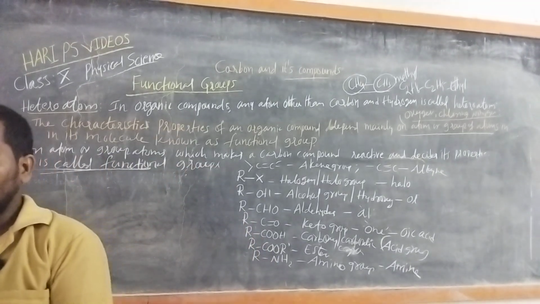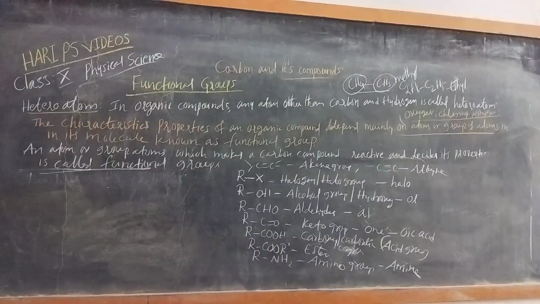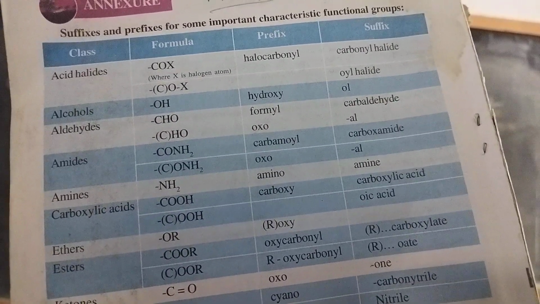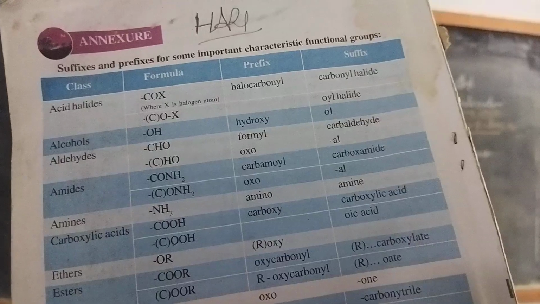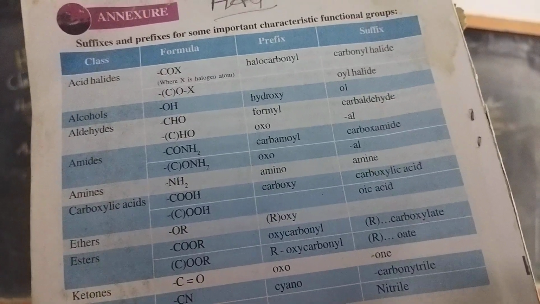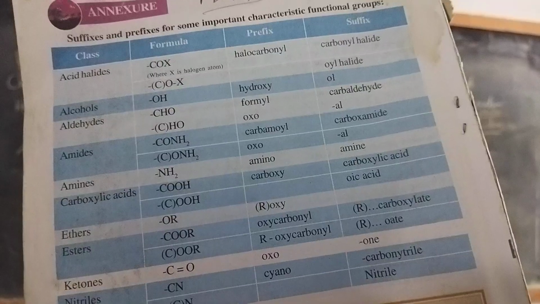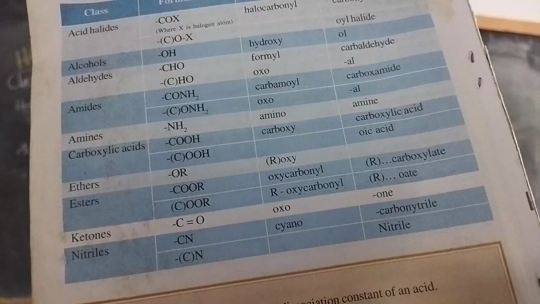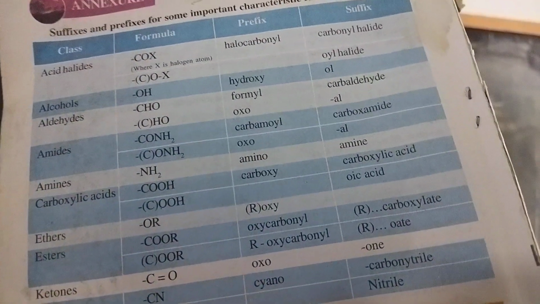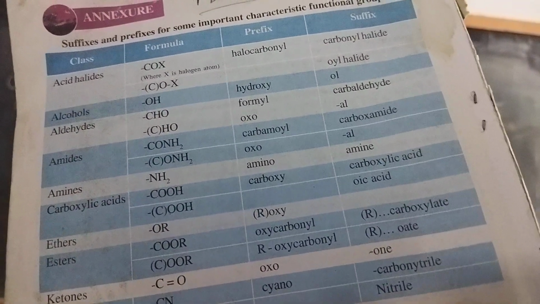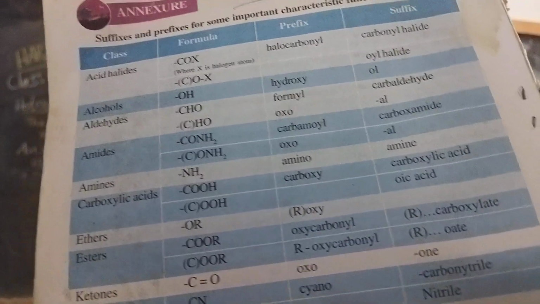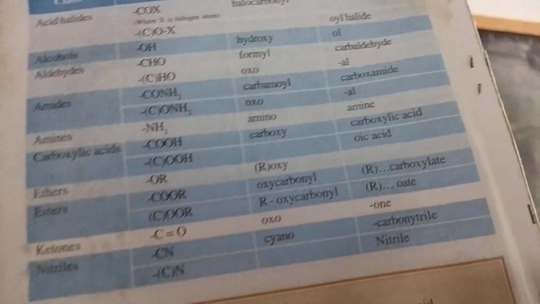Before that, I'll show you a picture of all these functional groups. Let's see. Suffixes and prefixes for some important characteristic functional groups: acid halides, alcohols, aldehydes, amides, amines, carboxylic acids, ethers, esters, ketones, nitriles, and their general formulas. So we have some information in this table. Later we will discuss it.